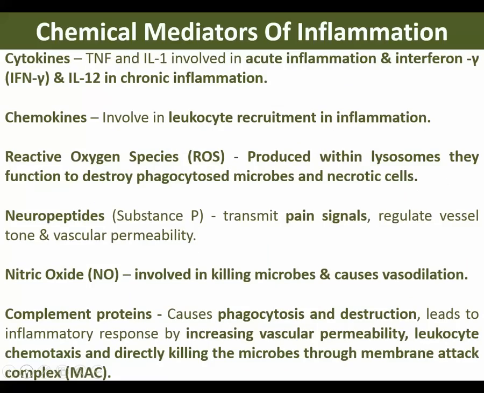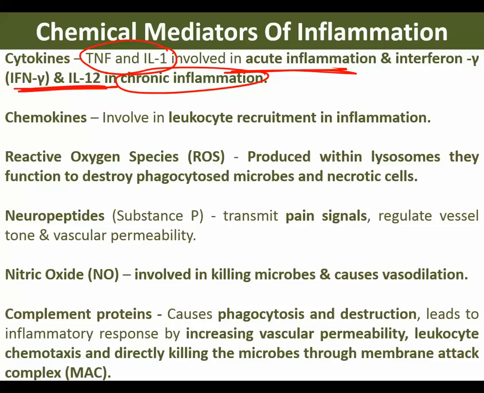Now we are coming to the other chemical mediators. One of them is cytokines. The cytokines involved in acute inflammation are TNF and interleukin 1. The cytokines involved in chronic inflammation are interferon gamma and interleukin 12. You should not get confused. Acute inflammation: interleukin 1, TNF. Chronic inflammation: IL-12 and interferon gamma.